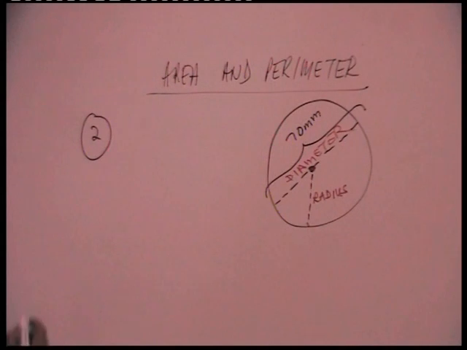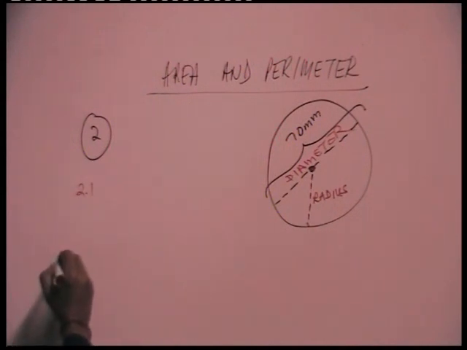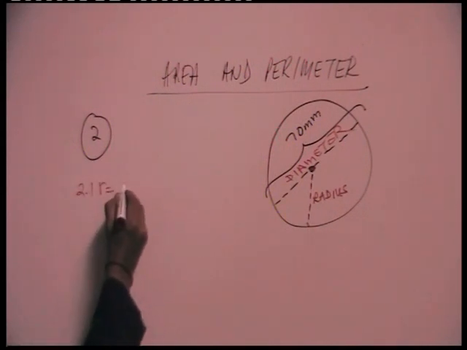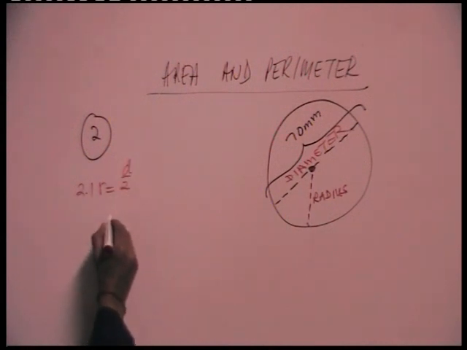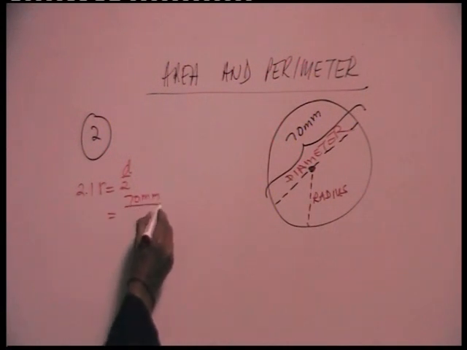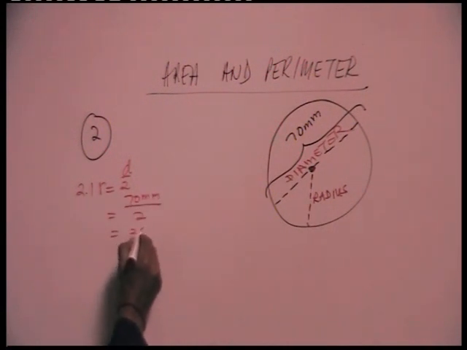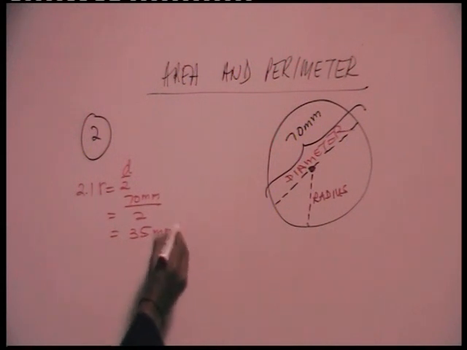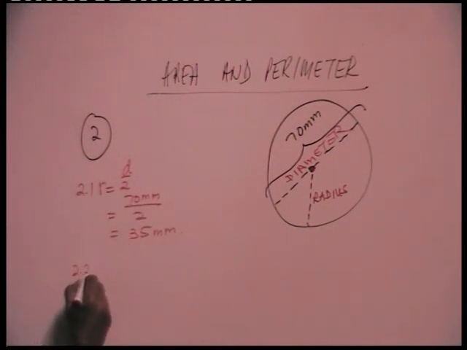Alright, so the first question is, calculate the radius. Now the radius is diameter over 2, diameter divided by 2. The diameter is 70 millimeters divided by 2, therefore the answer is 35 millimeters. I hope you got that right.